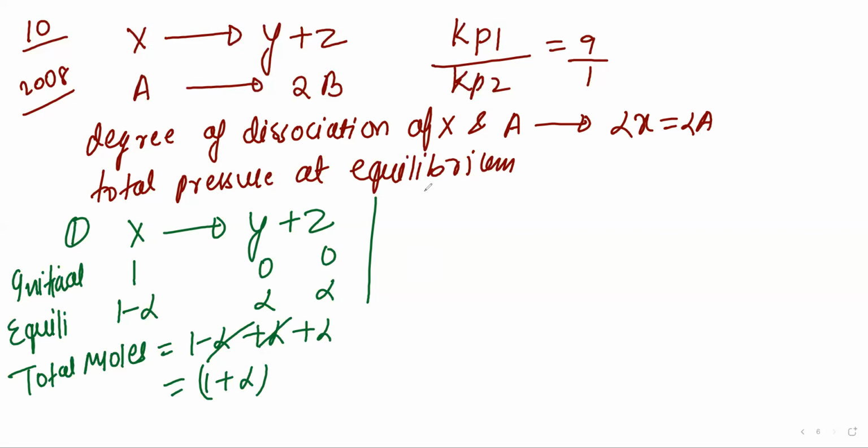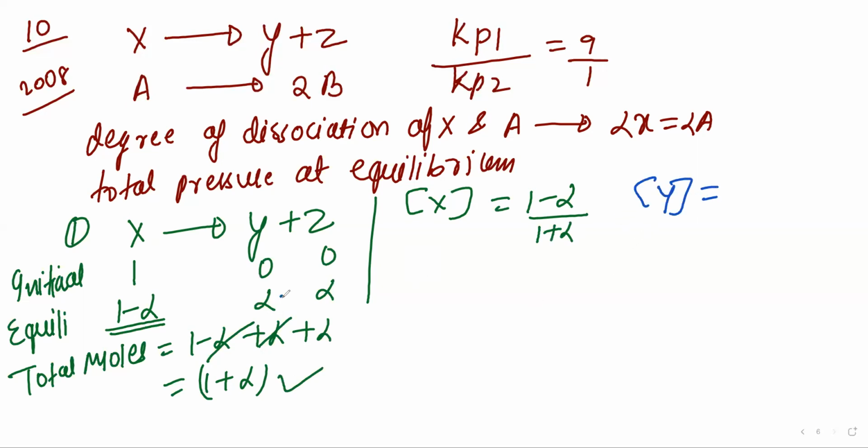So for the concentration of X at equilibrium, X is 1 minus alpha, and total is 1 plus alpha, so it is 1 minus alpha divided by 1 plus alpha. In the similar manner, you can find the concentration of Y. It is alpha upon total 1 plus alpha. In the similar manner for Z, the concentration will be alpha upon 1 plus alpha, right?